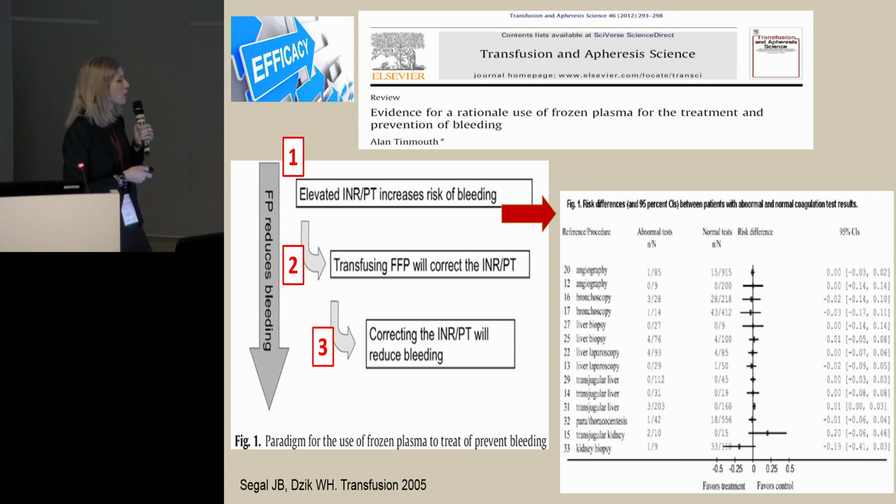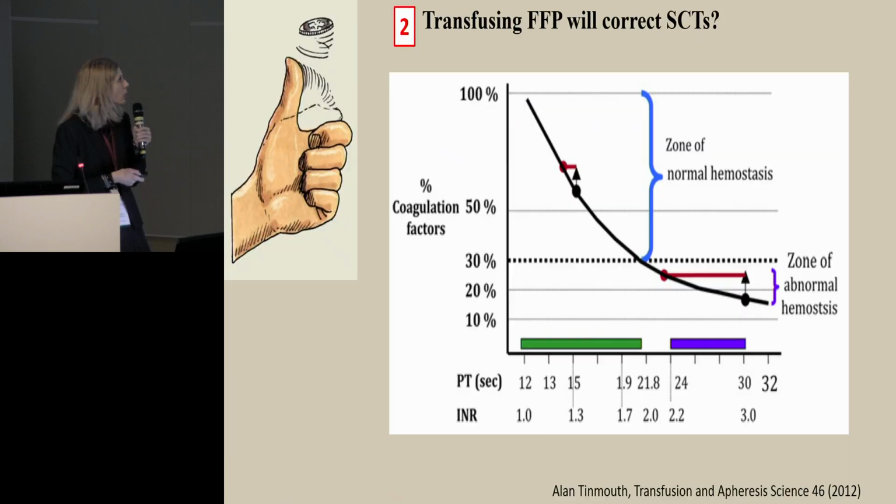Transfusing FFP will correct the INR. Well, it depends. It depends on the amount of FFP that you give. It depends on the weight of the patient, and it depends on the level of coagulation factors that you start with. And you see this nice cartoon.